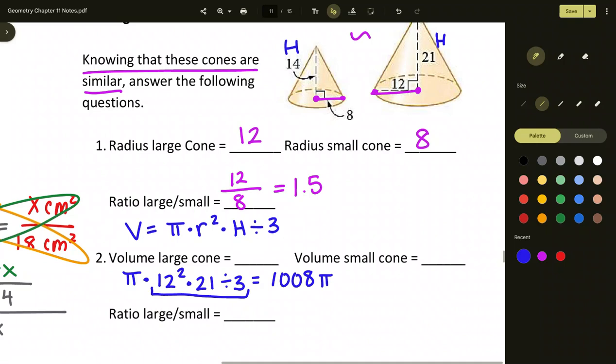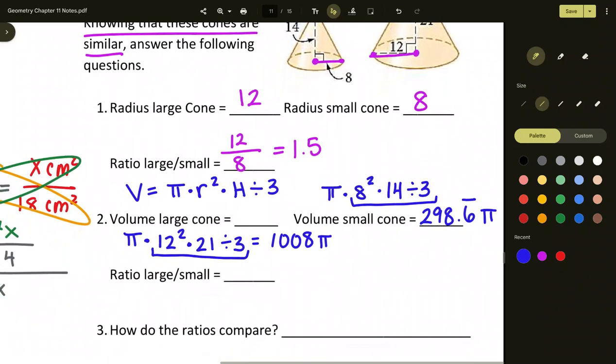If I look at the small cone, it would be pi times radius squared times the height of 14 divided by 3. Again, to avoid those ugly decimals, I'm going to do 8 squared times 14 divided by 3. Unfortunately, that itself comes out to an ugly decimal. So I'm going to have to give it a decimal approximation here. Luckily, this comes out to a repeating number. So it comes out to 298.6 repeating, and then I'll put the pi on. And again, those are cubic units because we're looking at volume.